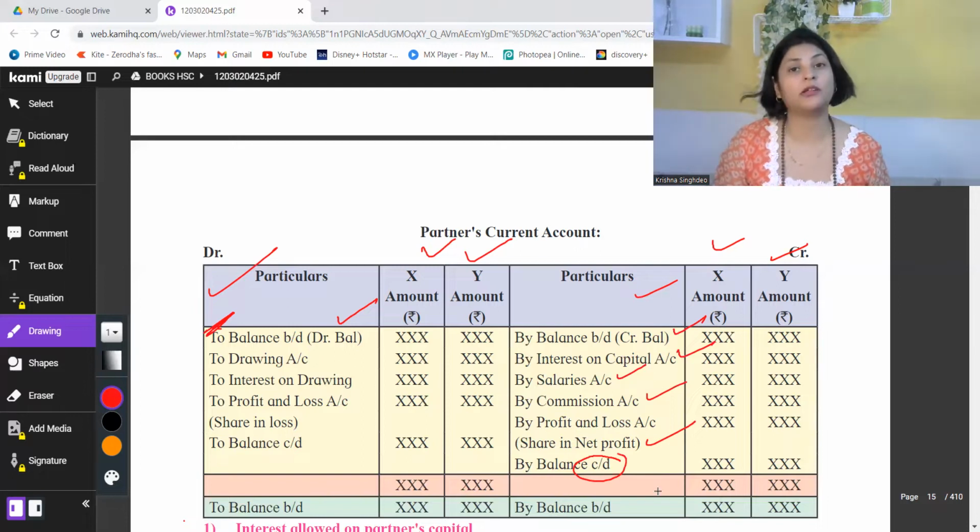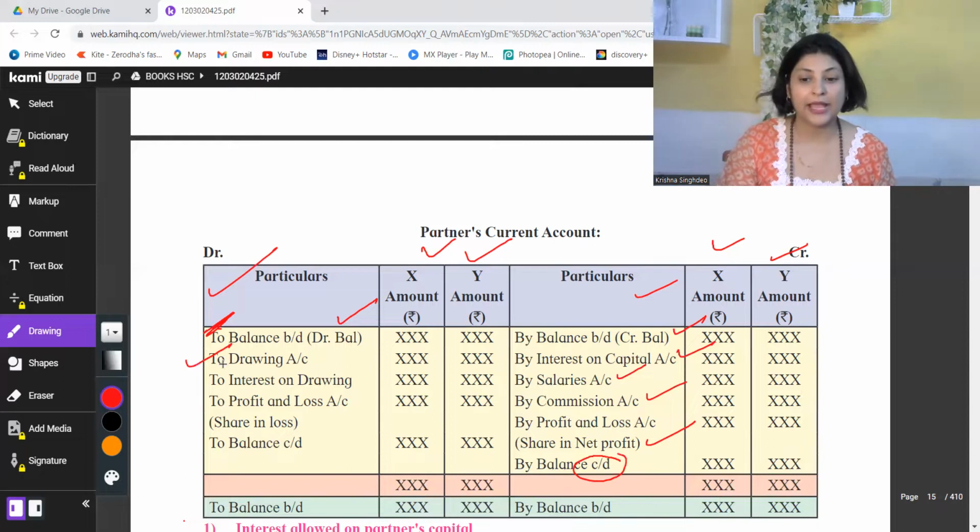Now let us see what comes on the debit side. The debit side includes drawings made by the partner. What is the meaning of drawings? You must have studied in class 11. Drawings are the money or goods withdrawn by the partner from the business. So drawings are going to come over here. And after this, what is going to come?